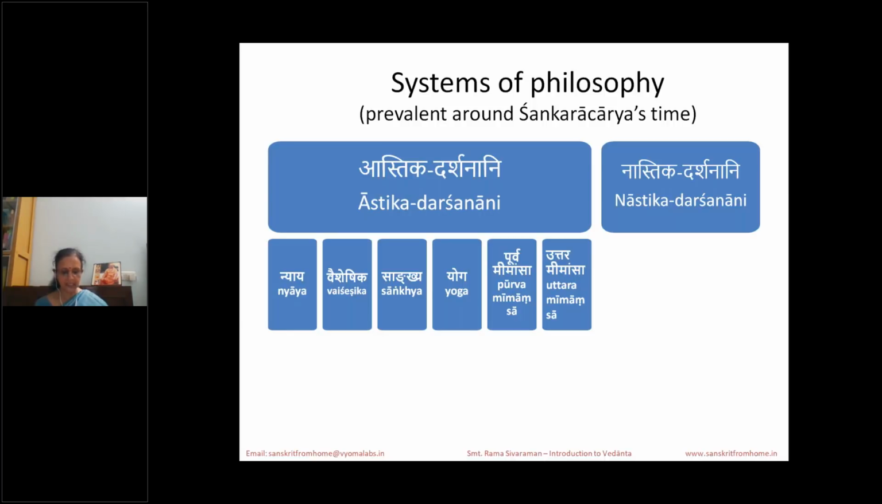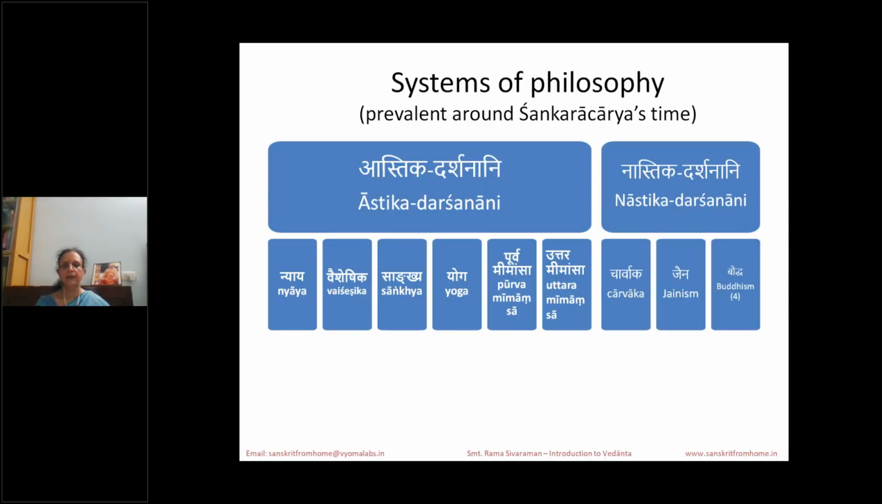These were the ones that were prevalent at that time, right? Now, these 6 are called Astika Darshanani because all of them had belief in the Vedas. Please note that Astika here refers to belief in the Vedas, and Nastika Darshanani refers to the philosophies which did not have a belief in the Veda, right?